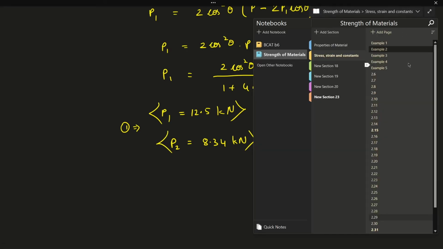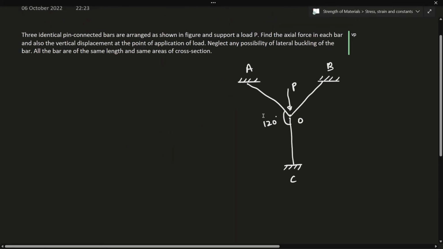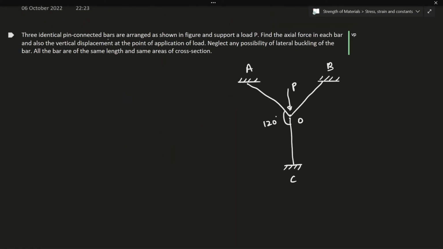Let me move on to the last problem in this video. Here I have 3 identical pin-connected bars arranged as shown in the figure and supporting a load P. Find the axial force in each bar and also the vertical displacement at the point of application of load. So I'll have to find the deflection in OC. Neglect the possibility of any lateral buckling of the bar. All the bars are of the same length and also the same cross-sectional area.